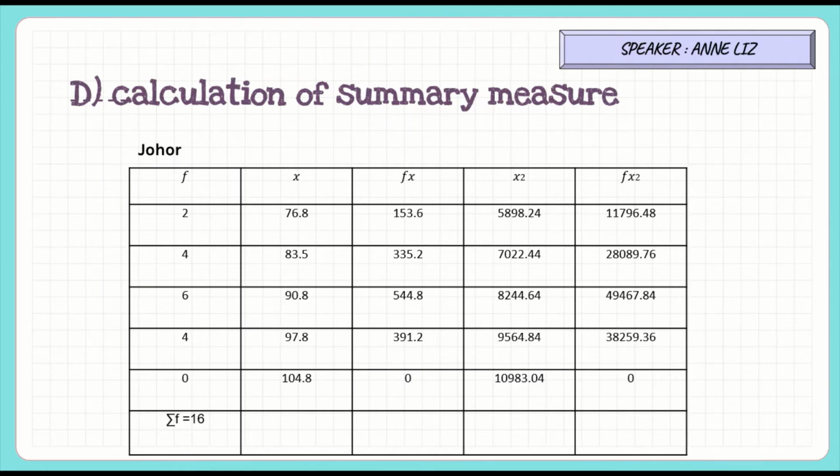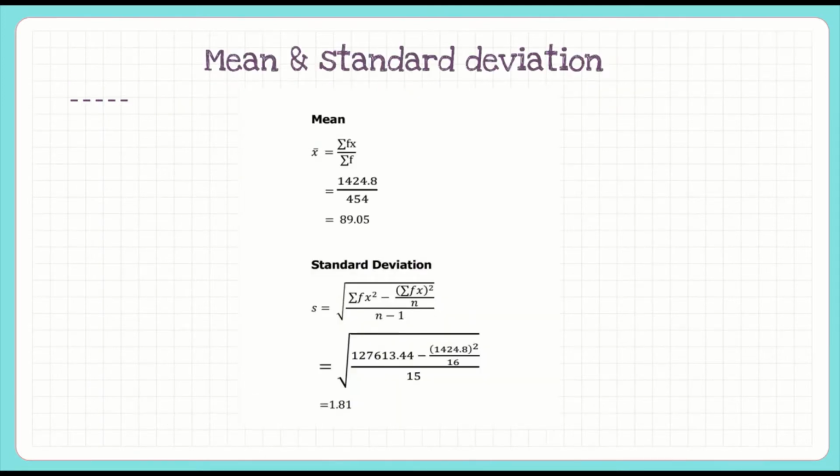For the mean of Johor, we got 89.05 using the formula total of Fx divided by total of F. For the standard deviation of Johor, we obtain 1.81 using the formula given.